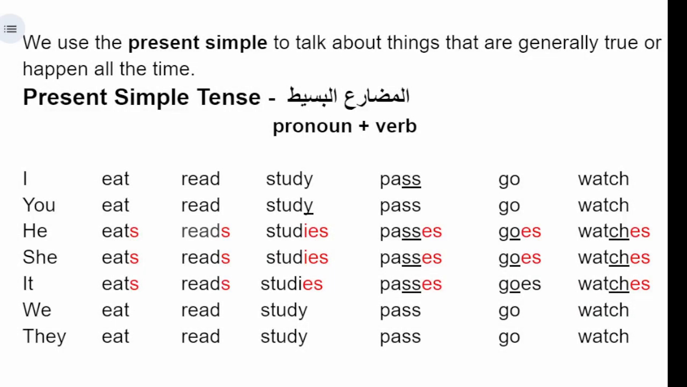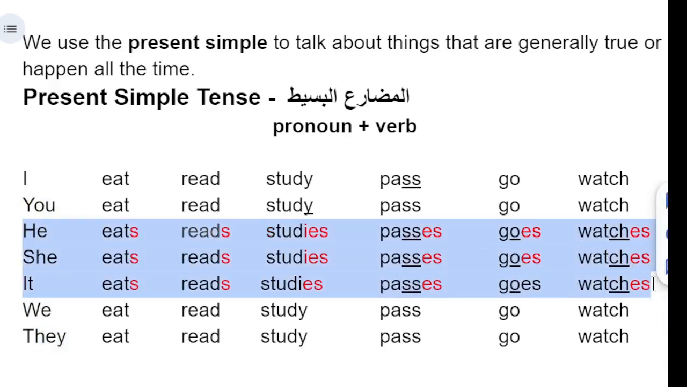This is how we make the present simple verb. There are two parts, the pronoun plus the regular verb. In the examples below, we have I, you, he, she, it, we, and they. And you'll notice that for those three pronouns, he, she, and it, we add the extra S on the end of the verb.